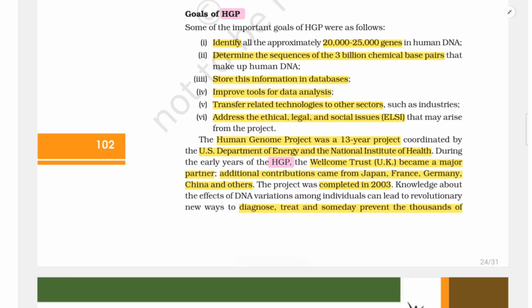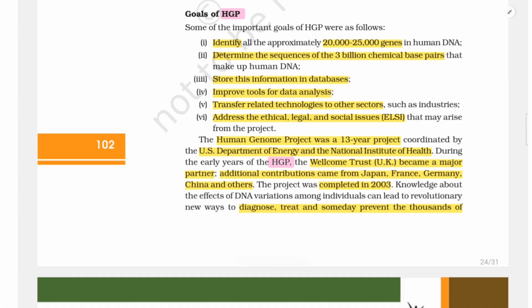The Human Genome Project was a 13-year project coordinated by the US Department of Energy and the National Institute of Health. During the early years of HGP, the Wellcome Trust UK became a major partner. Additional contribution came from Japan, France, Germany, China, and others. The project was completed in 2003.